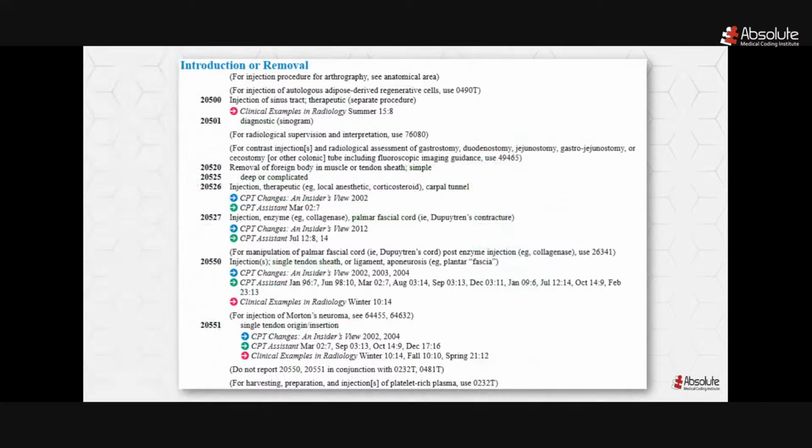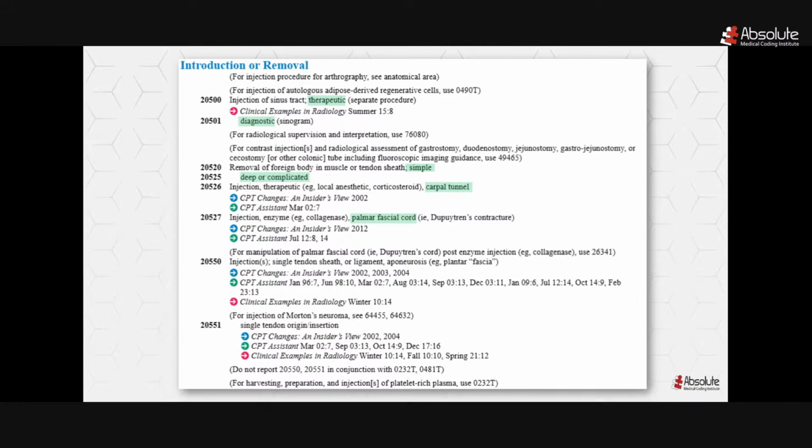We have CPT code 20500, that is for injection of sinus tract, therapeutic. At the same time, we have 20501, that is for injection of the sinus tract, diagnostic. So that is the difference between these two codes. Next, we have code for the removal of the foreign body from the muscle or tendon sheath. If it is simple removal, you use 20520, and if it is deep or complicated, you will use 20525.